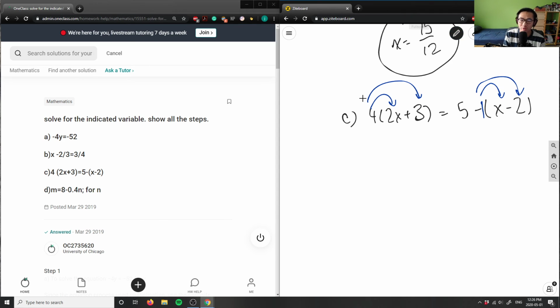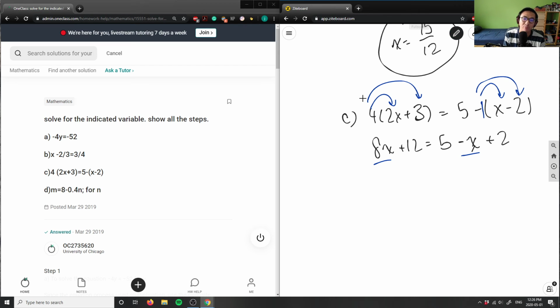So if I do the distributive property, what I'm going to get is 4 times 2x is 8x. 4 times 3 here is 12. This will equal 5 minus x, or minus 1 times x is minus x. Minus 1 times negative 2 would be positive 2, right? And what I'm going to do is collect my like terms. As you can see, I have x's here and x's here, and the rest are constants, right?